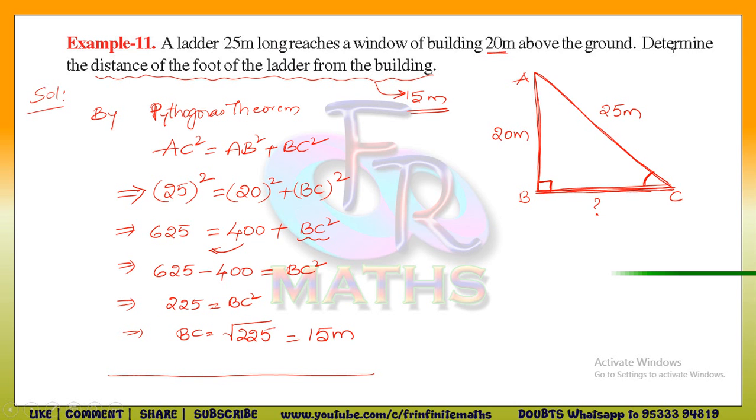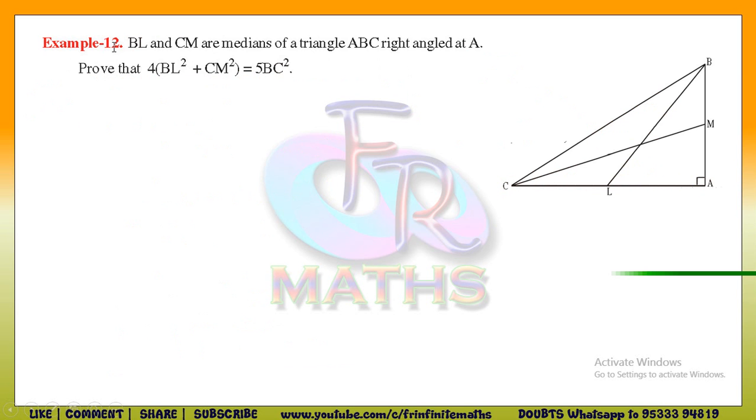Next, moving on to one more question. Example number 12. BL and CM are the medians of a triangle ABC right angled at A. So this is nothing but my right angle triangle ABC, right angled at A. Here BL is a median. What is the use of a median? A median divides the opposite side into two equal parts. That means AL is equal to LC.